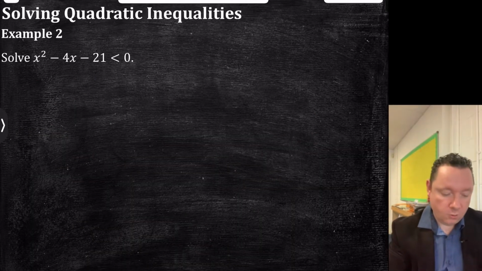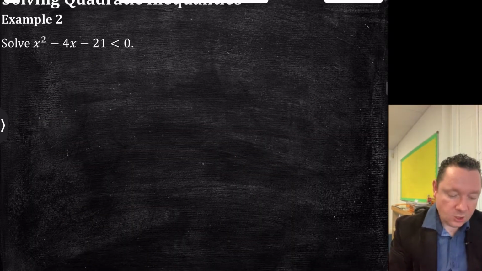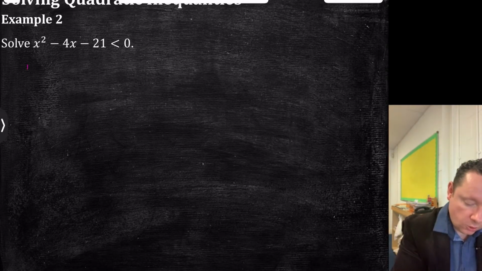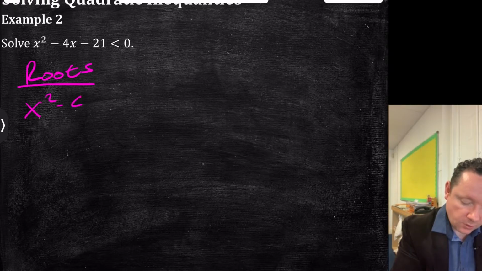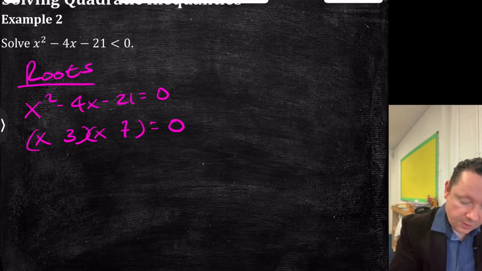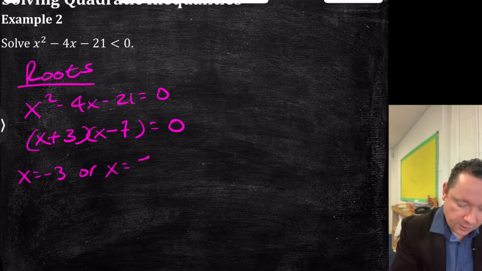So in quadratic inequalities, example 2 says, solve x squared minus 4x minus 21 is less than 0. So the first thing we always do is examine our roots, just do our National 5 stuff. x squared minus 4x minus 21 is equal to 0, which means I can hopefully factorize this. x and x, 7 and 3. Minus 7 plus 3 is minus 4. So x is equal to minus 3 or x is equal to 7 as our roots.